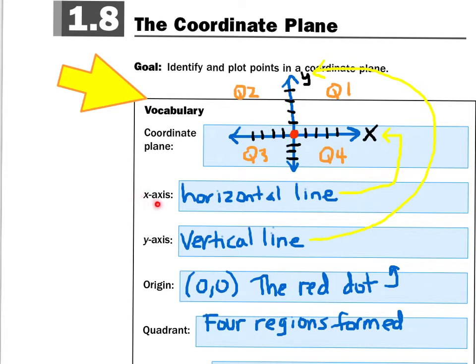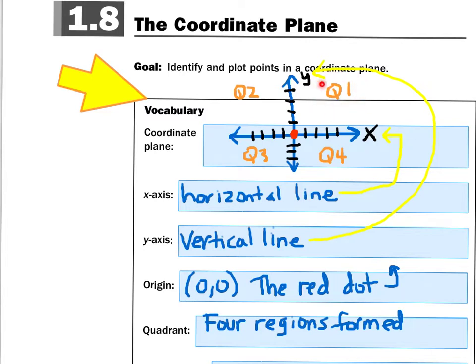Now, the x-axis is always the horizontal line, so it's right here. And the y-axis is always the vertical line. It's going up and down right here. The origin is always right here, right at 0, 0, this red dot in the middle. And quadrants are these four areas.